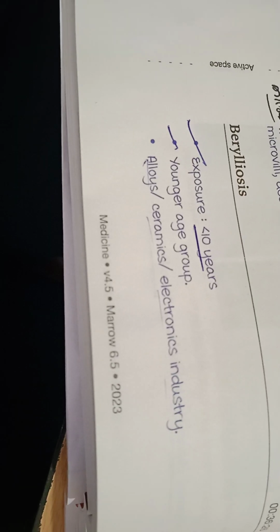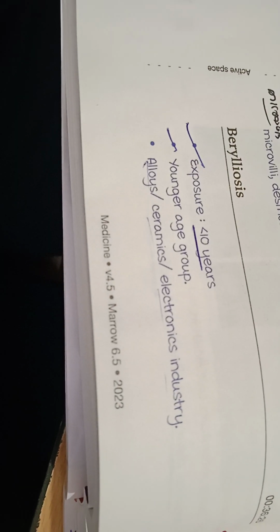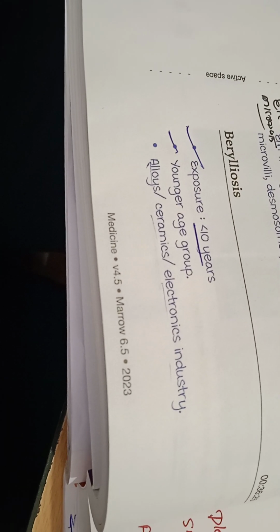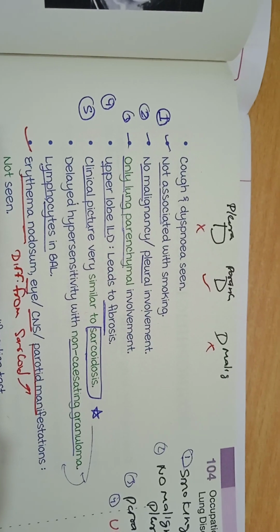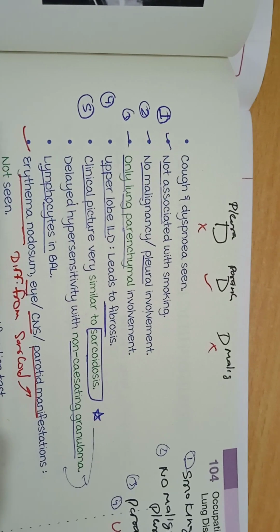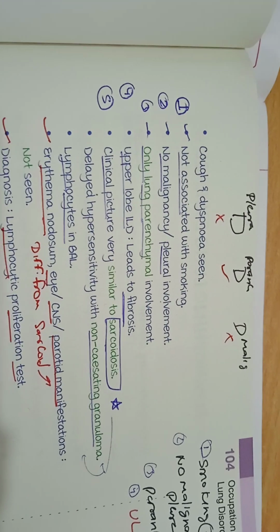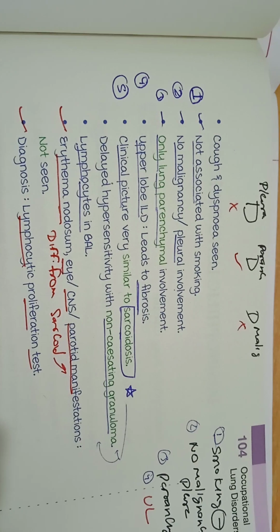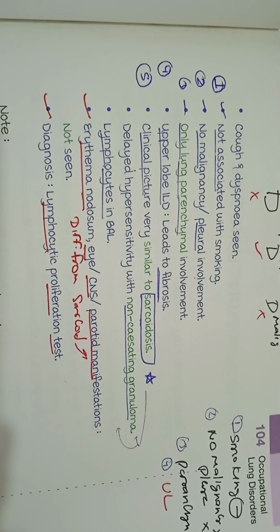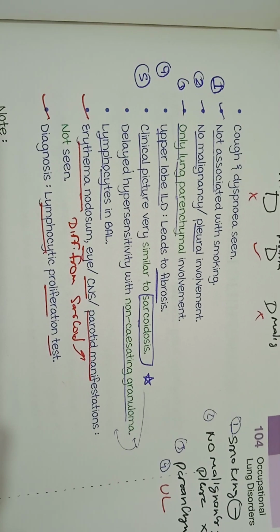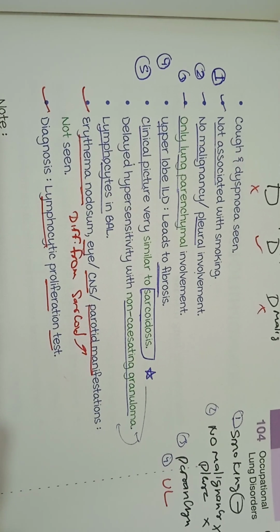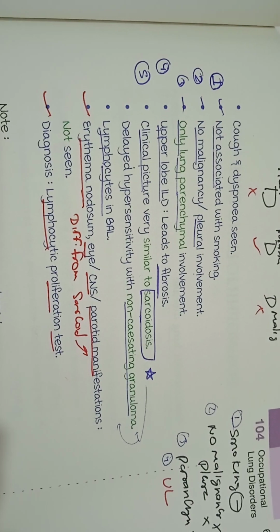The fourth disease is berylliosis, and the exposure required is more than 10 years, or less than 10 years. It occurs in a younger age group and in alloy, ceramic, and electronic industries. It only involves parenchyma. It does not involve pleura, and it does not have malignant involvement. Here also the upper lobe is involved, and it leads to fibrosis. And the clinical picture is exactly similar to sarcoidosis, having non-caseating granuloma and lymphocytes in BAL, but it is slightly different from sarcoidosis in that it does not involve CNS, eye, or hepatic manifestations.